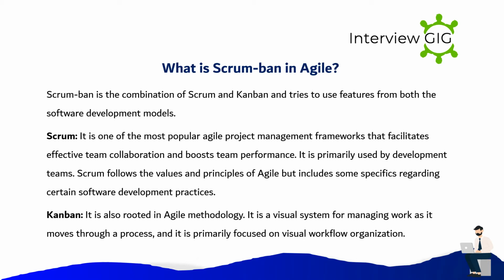What is Scrumban in Agile? Scrumban is the combination of Scrum and Kanban and tries to use features from both the software development models. Scrum. It is one of the most popular Agile project management frameworks that facilitates effective team collaboration and boosts team performance. It is primarily used by development teams. Scrum follows the values and principles of Agile but includes some specifics regarding certain software development practices.